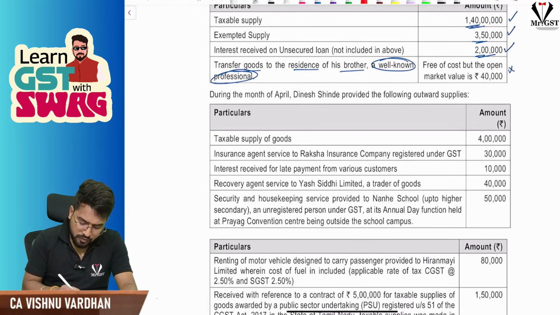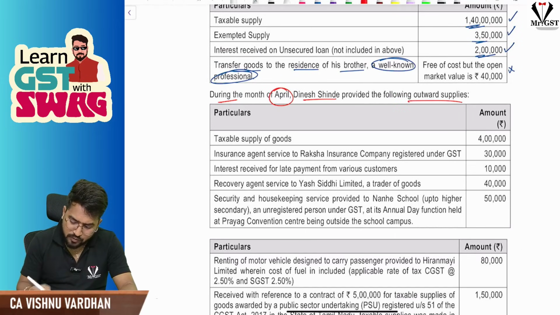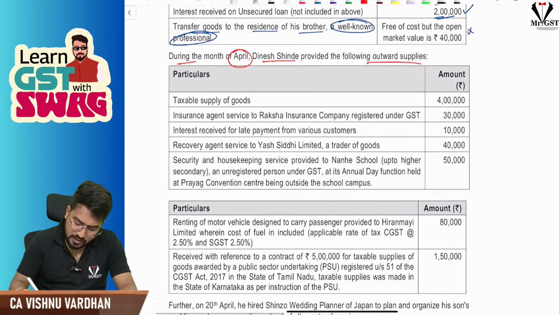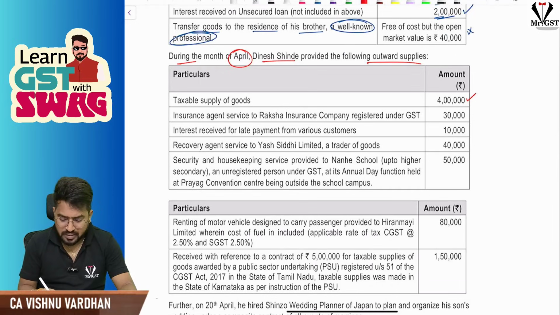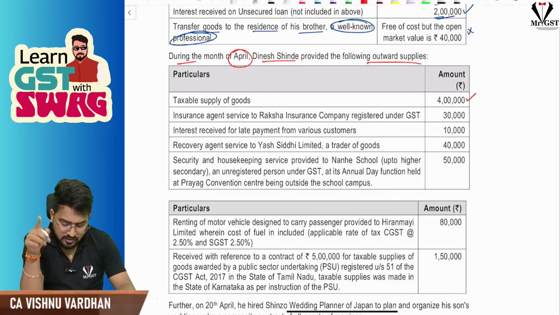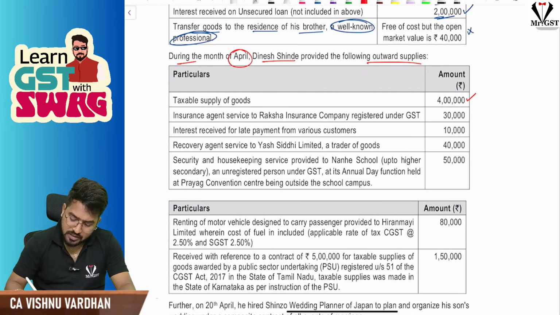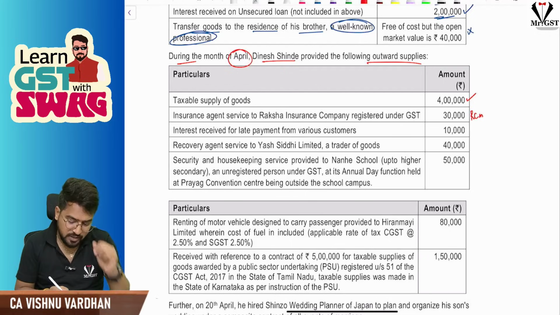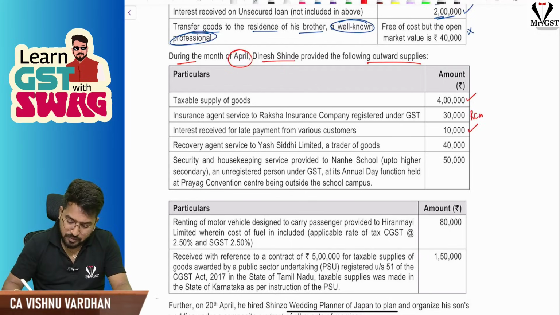During the month of April, Dinesh Shinde provided the following outward supplies. Taxable goods 4 lakh. Insurance agent services to Raksha Insurance Company, registered under GST. See, Dinesh is an individual and he is providing services to an insurance company, so obviously it comes under RCM. Interest received for late payment from various customers. Customers are giving interest for late payment, so this will be added to the value of supply.